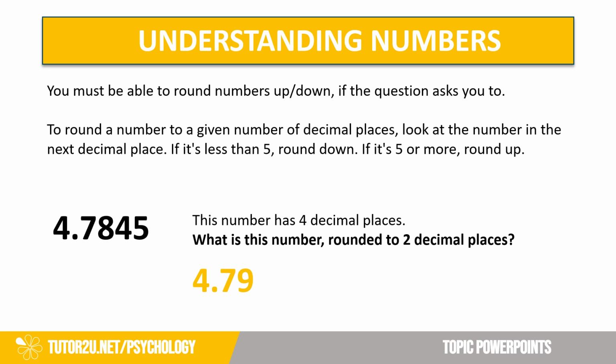So we can see here the answer is 4.79. Remember, it's asking for 2 decimal places, that's the 7 and the 8, and obviously the 8 is over 5, so we round up the 7 to 9.